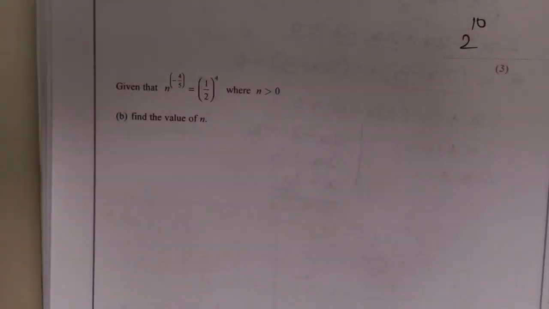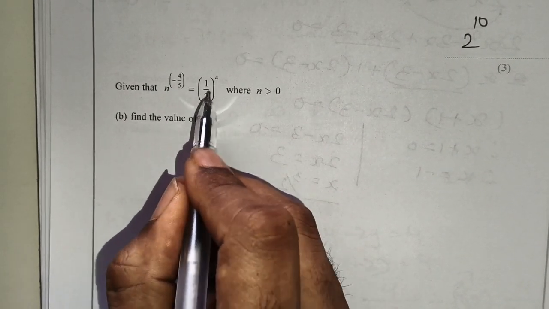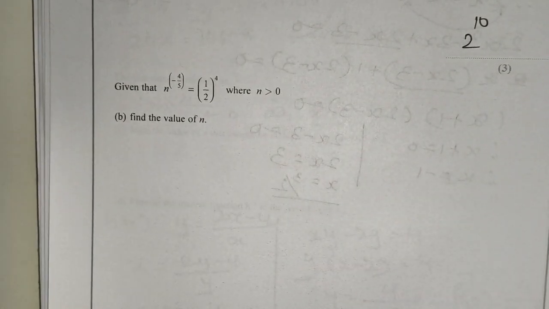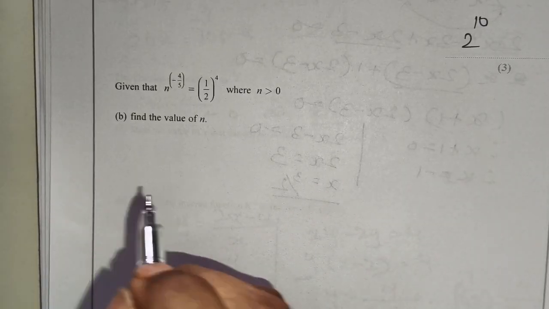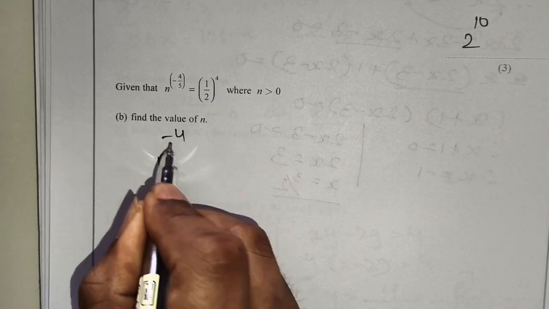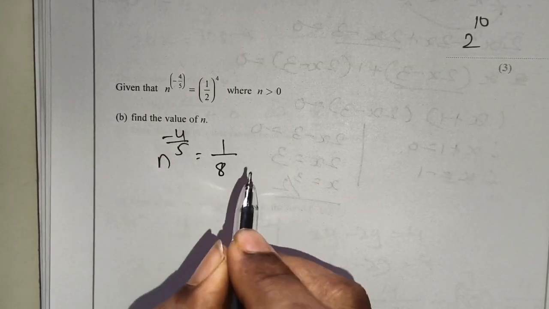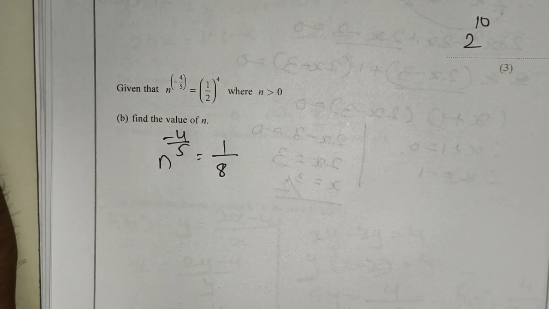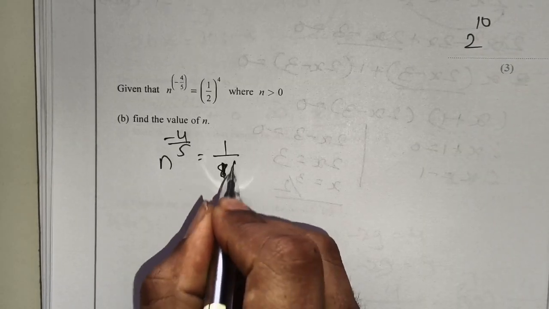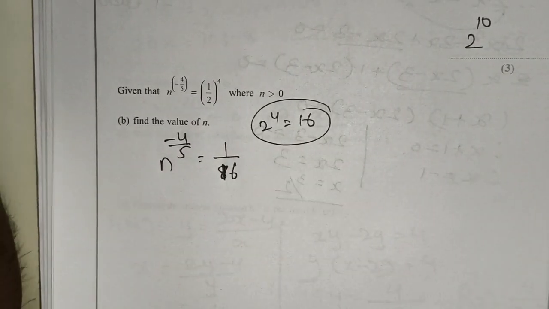What are we trying to say here? n raised to minus 4 by 5 is equal to 1 by 2 raised to 4. Find the value of n. No problem. So n raised to minus 4 by 5 is equal to 1 upon 16, because 2 to the power of 4 is 16.